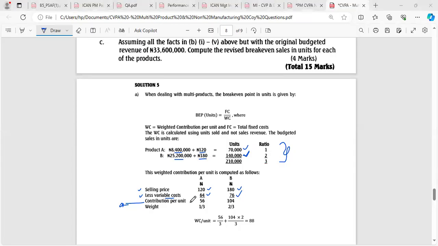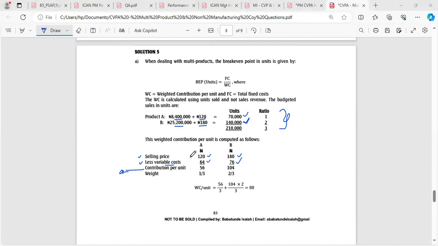So we got 76. So simple. Selling price minus variable cost is equal to contribution. So our total contribution will now be 56 plus 104. That is 160.